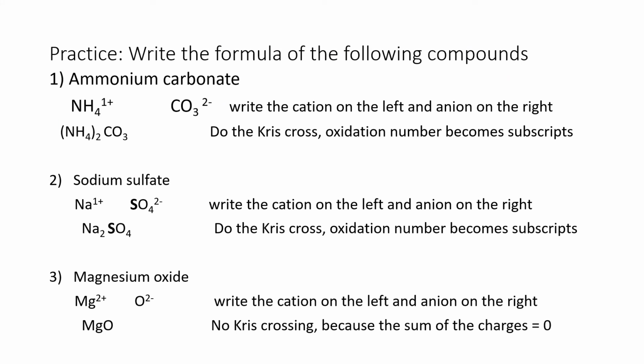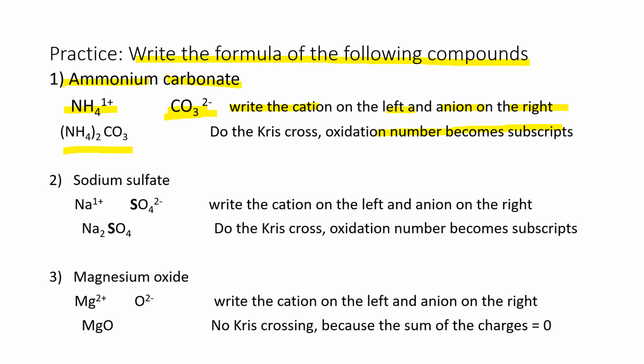So let us practice. Write the formula of the following compounds. Ammonium carbonate. The first step is to write the cation on the left and the anion on the right. The symbol of ammonium is NH4 1 positive. Carbonate is CO3 2 negative. Cation on the left, anion on the right. So crisscross, and we have (NH4)2CO3. Do the crisscross, oxidation numbers become the subscripts.